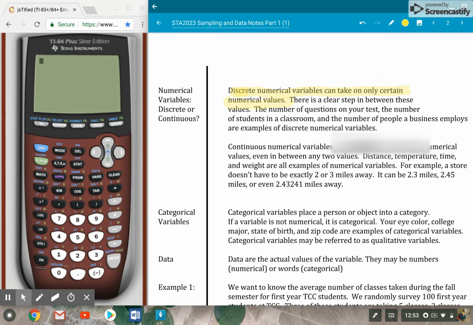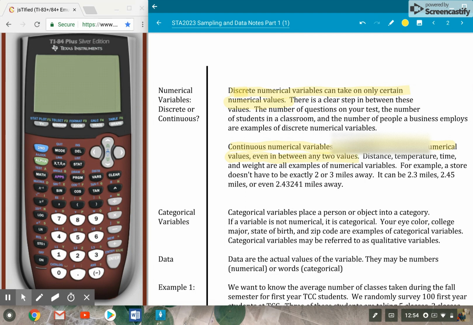I could give you one question or two questions or three questions, but I can't really give you 2.754 questions. It's either two or it's three, and nothing really in between. Now, in contrast to the discrete numerical variables, we have the continuous numerical variables. And with continuous numerical variables, you have an infinite number of numerical values, even in between any two.